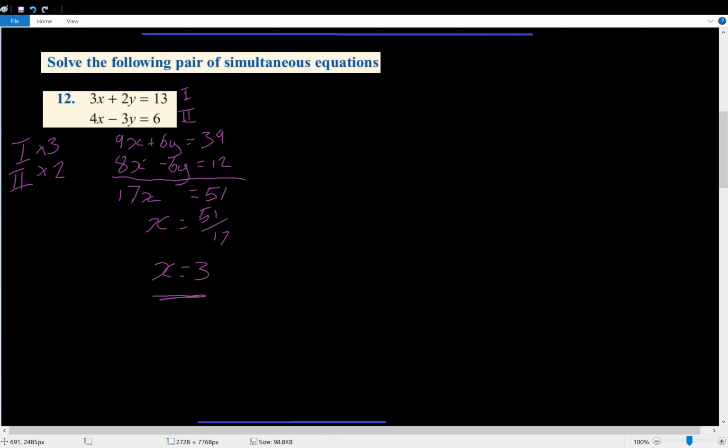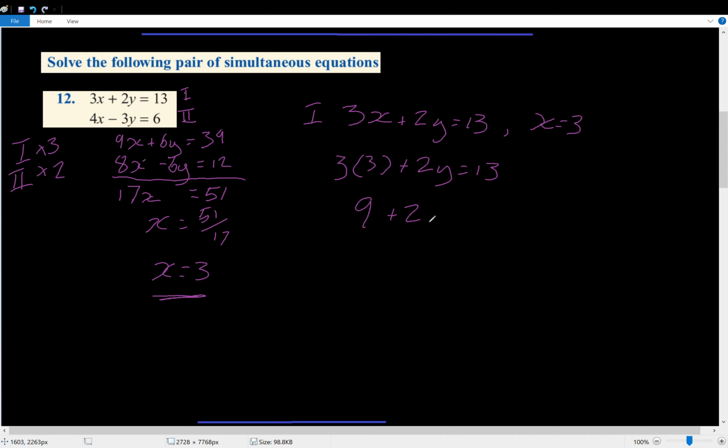And now our last step is to take our value for x and put it back into one of our equations to get a value for y. So if we go back to equation 1, which was 3x plus 2y is equal to 13. But this time we know that x is equal to 3. So if we substitute 3 in place of x, we get 3 times 3 plus 2y is equal to 13. So that's 9 plus 2y is equal to 13.